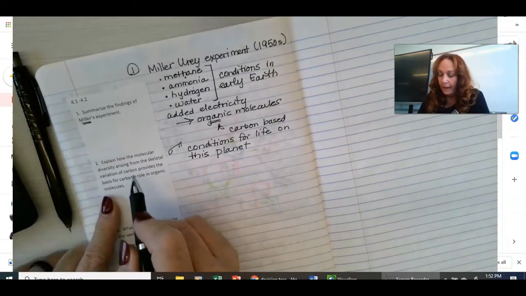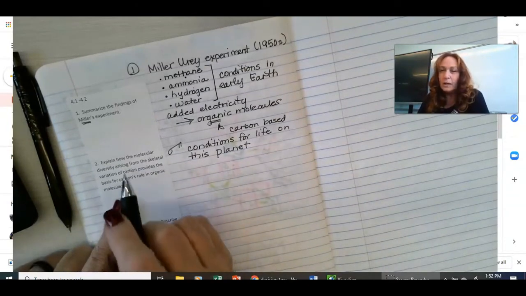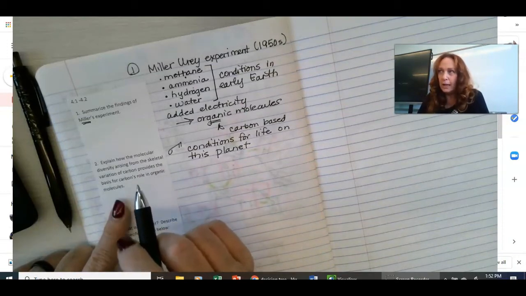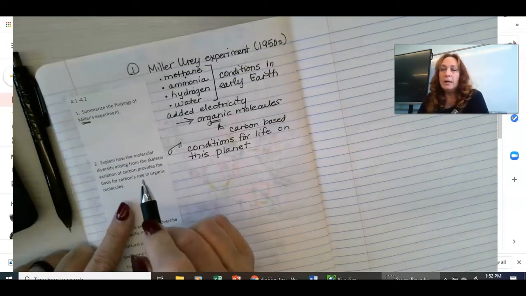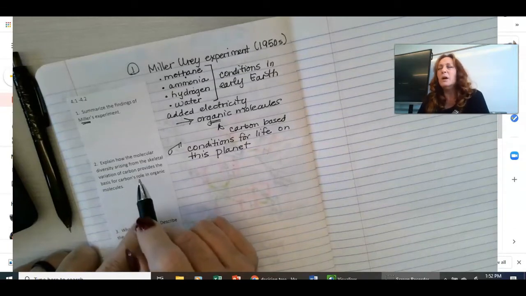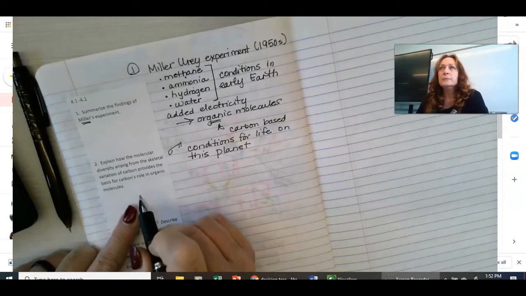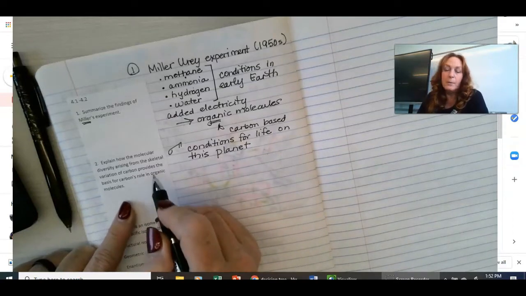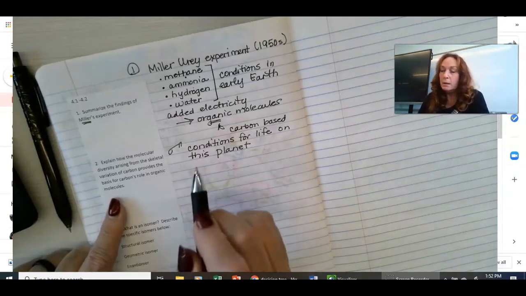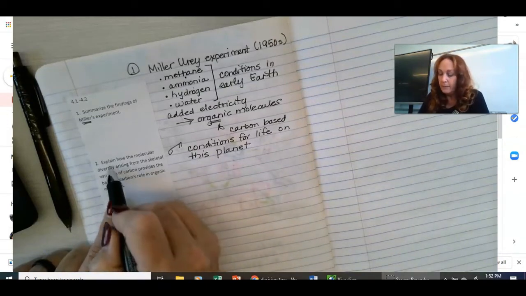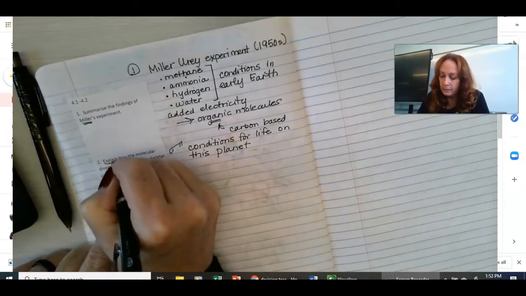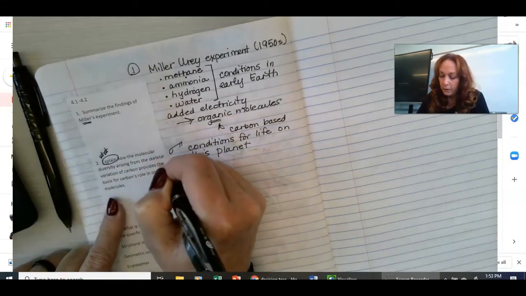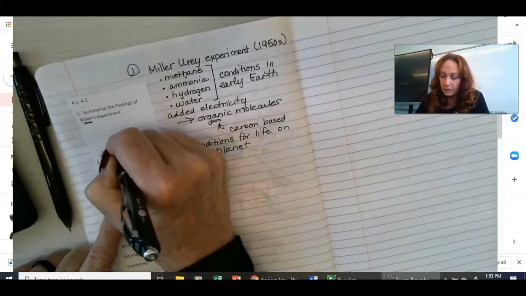Making the point that all life as we know it is carbon-based. All life. We can't even wrap our heads around some of the weird little science fiction-y stuff. They'll base life on different things, but carbon is what we base life on. So we need to tell what the molecular diversity is and why it matters.